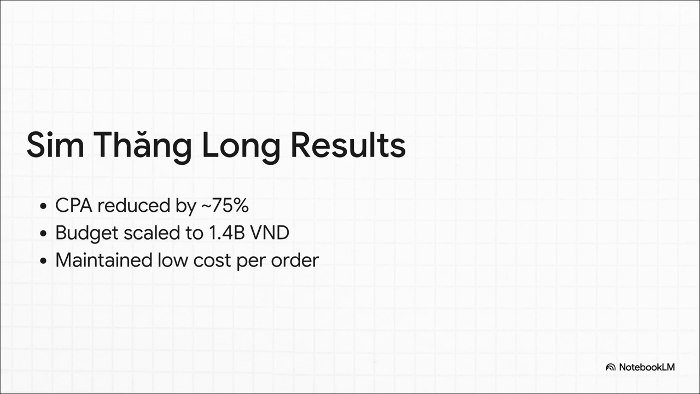Absolutely massive. By completely trusting the automated approach, they reduced their cost per action, their CPA, by a staggering 75%. Because the efficiency was so incredibly strong, they confidently scaled their budget up to 1.4 billion Vietnamese dong, all while successfully maintaining a really low cost per order. I mean, that is a real game changer right there.